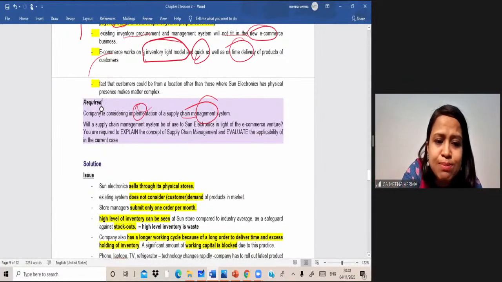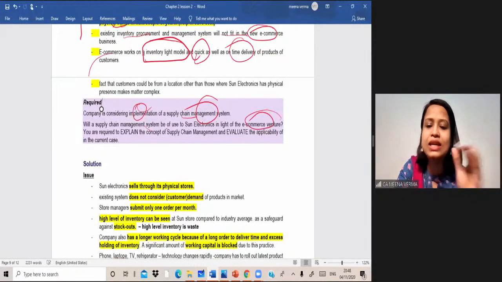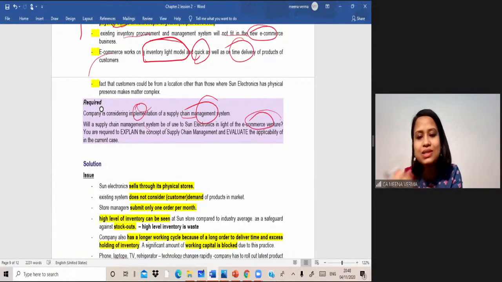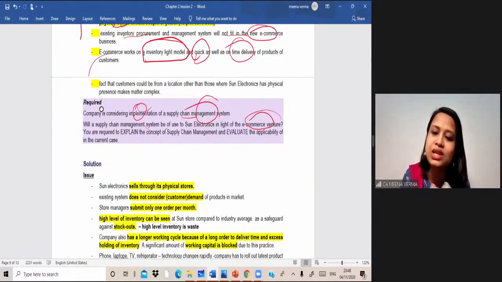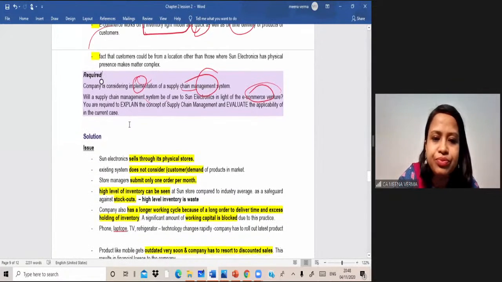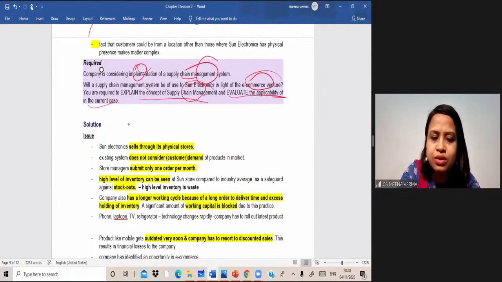Will supply chain management be used in e-commerce? In the case of e-commerce, supply chain management will change. The way you manage the supply chain will change in e-commerce, because the way of doing business has changed. And you are required to explain supply chain management and evaluate its availability in the current case.